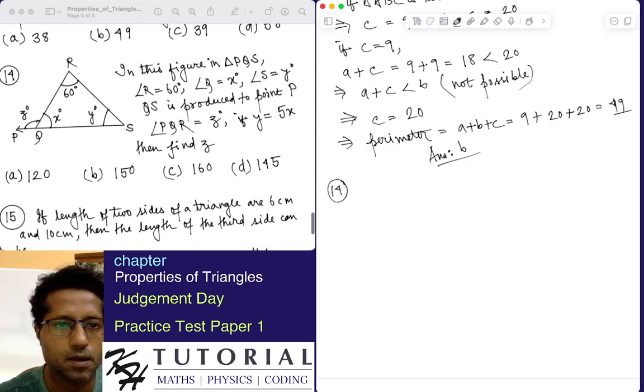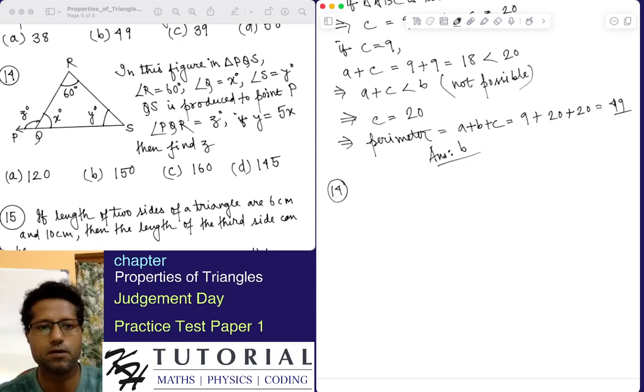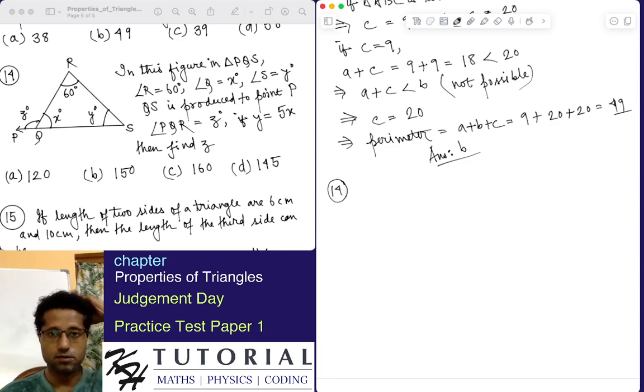No, it should be RQS. It should be RQS because P is not forming any triangle. P is not part of any triangle. So in this figure, it should be in triangle RQS.